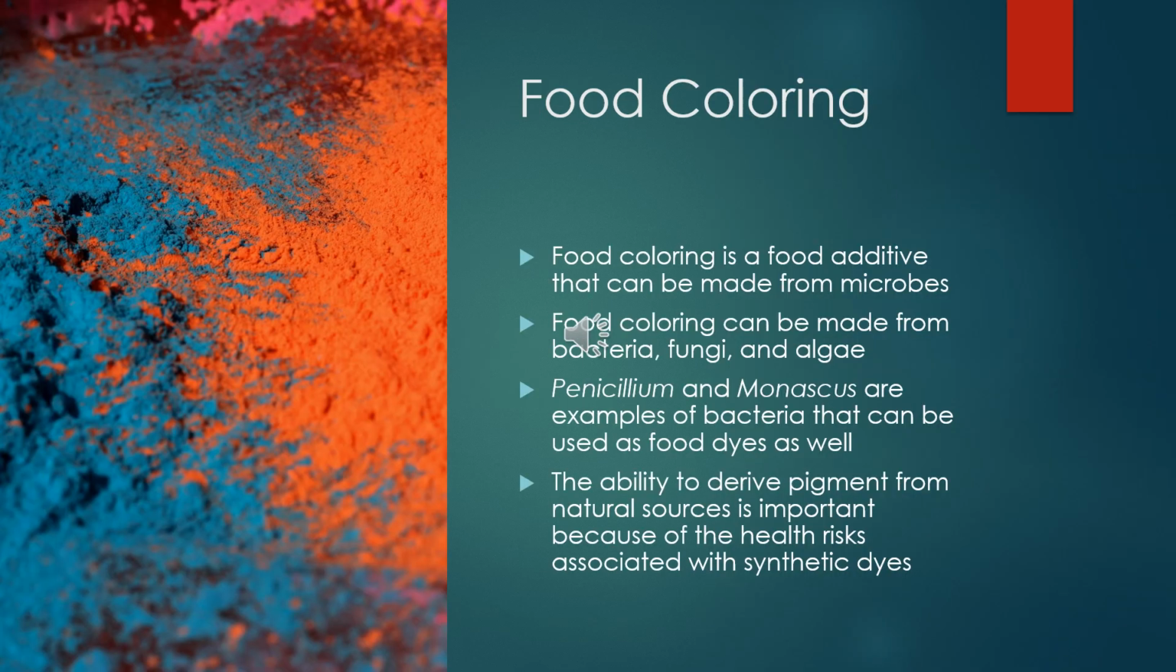Another way that microbes are used in the food industry is food coloring. Food coloring is a food additive, and it can be made from microbes. It can be made from bacteria, fungi, and algae. Penicillium and Monascus are examples of microbes that can be used as food dyes. And the ability to derive pigment from natural sources is important because of the health risks associated with synthetic dyes. So basically, a lot of dyes have been known to have carcinogens in them, which are cancer-causing agents. And so being able to look to microbes for food coloring could be a great way to break away from those toxic chemicals in synthetic dyes.